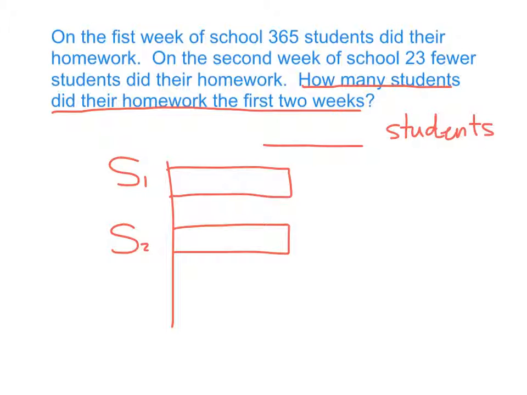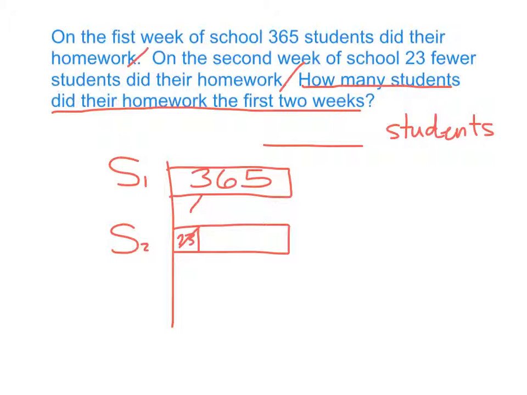Next thing we need to do is read each sentence one at a time. On the first week of school, 365 students did their homework. Stop. There's important information in that sentence, and that is that there are 365 students that did their homework on the first week. On the second week of school, 23 fewer students did their homework. Stop. So in the second week, we know that there's 23 less or fewer.